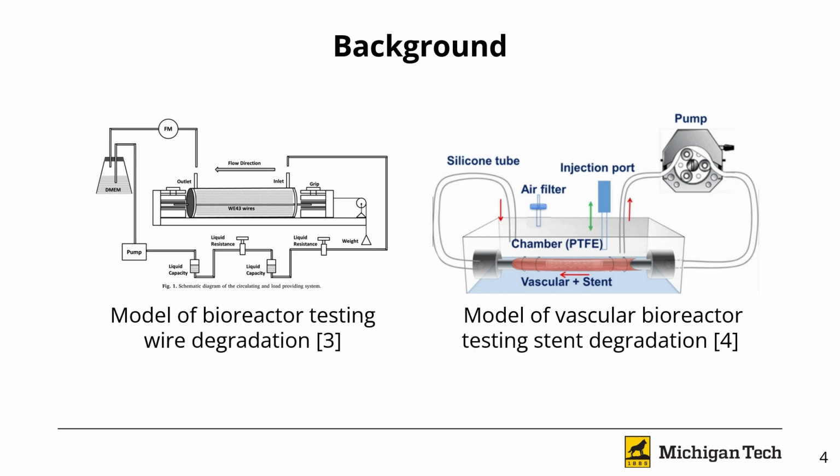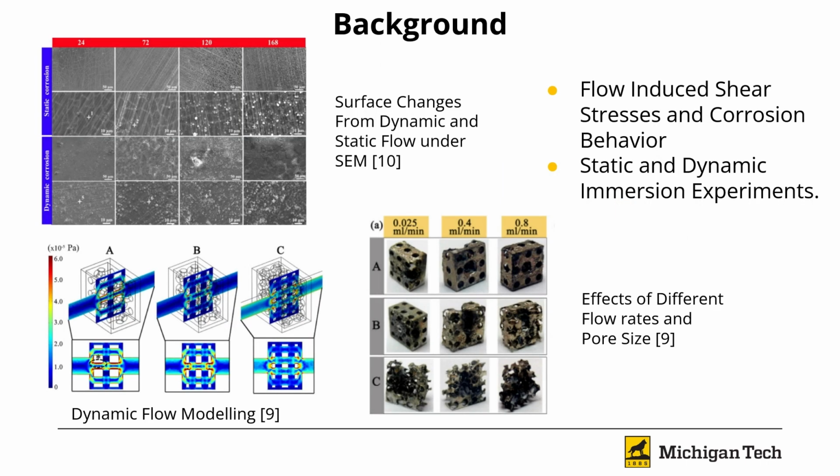Here are some previous research groups' bioreactor designs. We use these designs as a basis to determine how to construct our design. The behavior of stents undergoing flow-induced corrosion is not well documented, and there is a need to be able to characterize the degradation in order to modulate and control it for desirable results. So we created a bioreactor to do that.